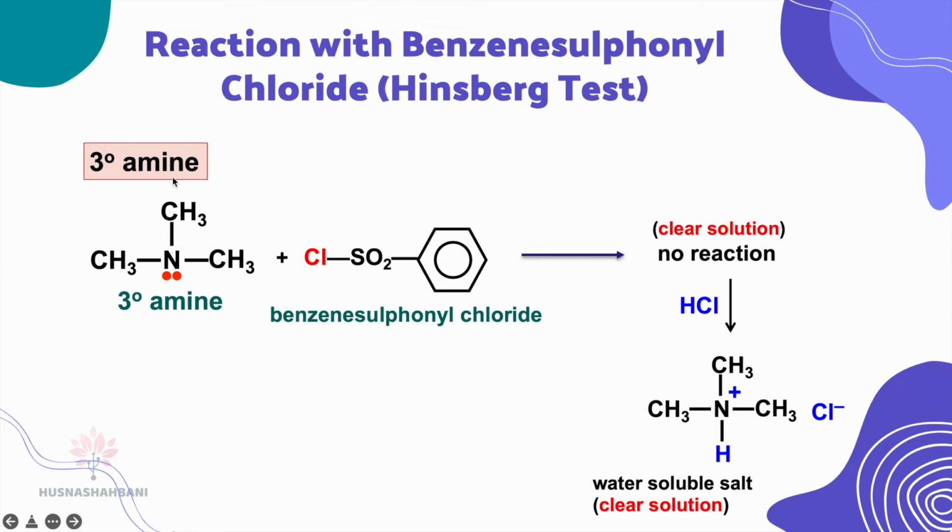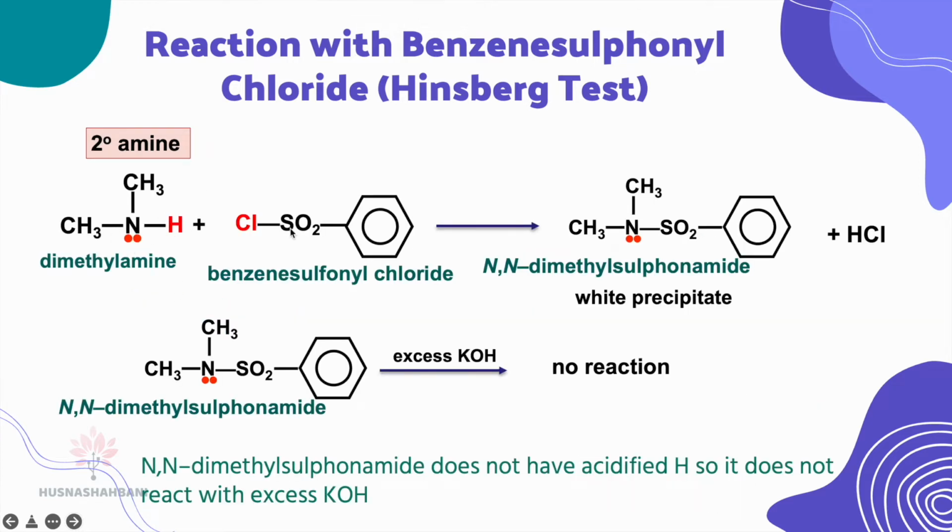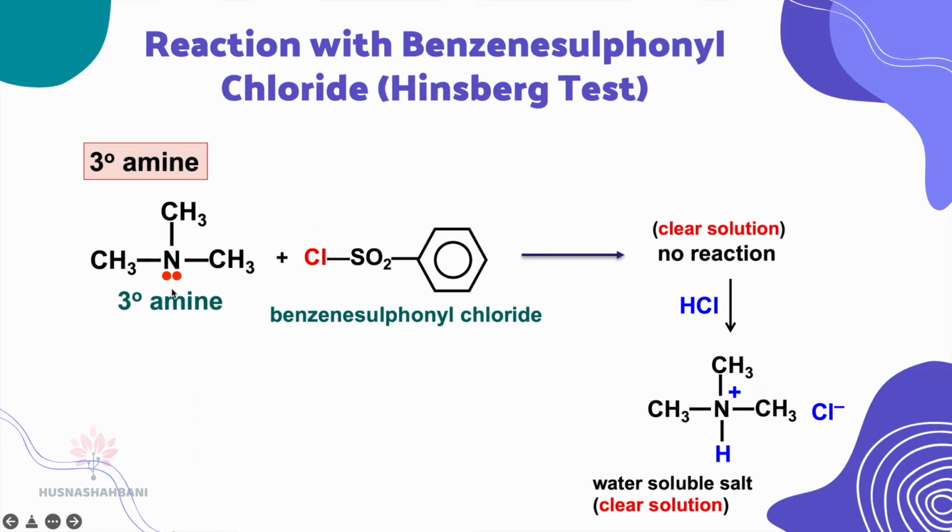The tertiary amine. Tertiary amine reacts with benzenesulphonyl chloride. You cannot remove the H because tertiary amine has no hydrogen at all. The first step, we remove H, remove Cl, side product HCl. But for tertiary amine, no hydrogen at all, so you cannot remove H, remove Cl. So no reaction. These two remain unchanged, so clear solution.